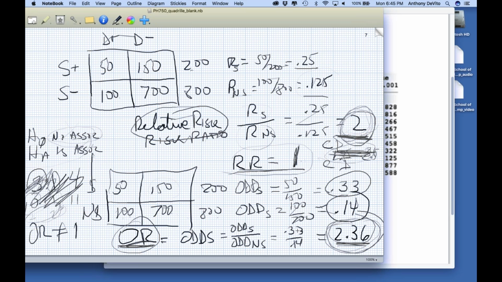Because if it were one, that would indicate the odds for smokers is the same as the odds for non-smokers. These two odds are the same, so a one would indicate there's no association. Now the question is whether there's a big enough difference between 2.36 and one, and that involves the sample size and so on. For that, we're going to depend on SPSS to do these calculations so they don't get too cumbersome for us.